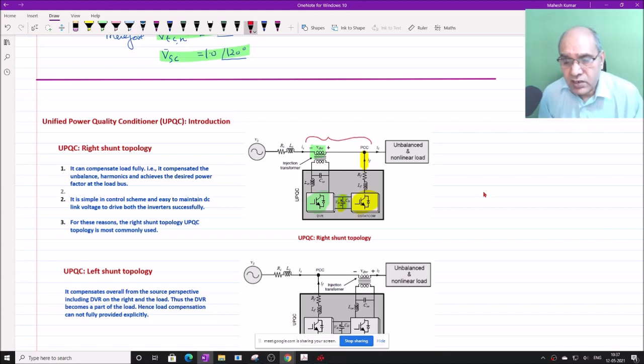Again, in this structure there are two topologies. One is called the right shunt topology and the other the left shunt topology. When you say right shunt topology, it basically means that the shunt part is on the right side. So right shunt means the shunt part is on the right side, and the DVR part is on the left side. So DSTATCOM is on the right side and the DVR is on the left side.